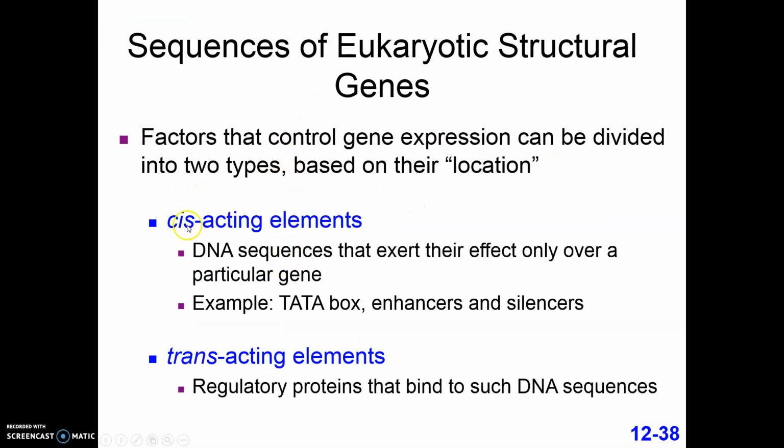So keep in mind that we have elements and factors. The elements are DNA sequences. An example in the core promoter would be the TATA box. But for the regulatory section, we have enhancers and silencers. These are cis-acting elements. These are part of the DNA, the sequence itself. Trans-acting elements are those regulatory proteins that bind to the cis-acting elements.